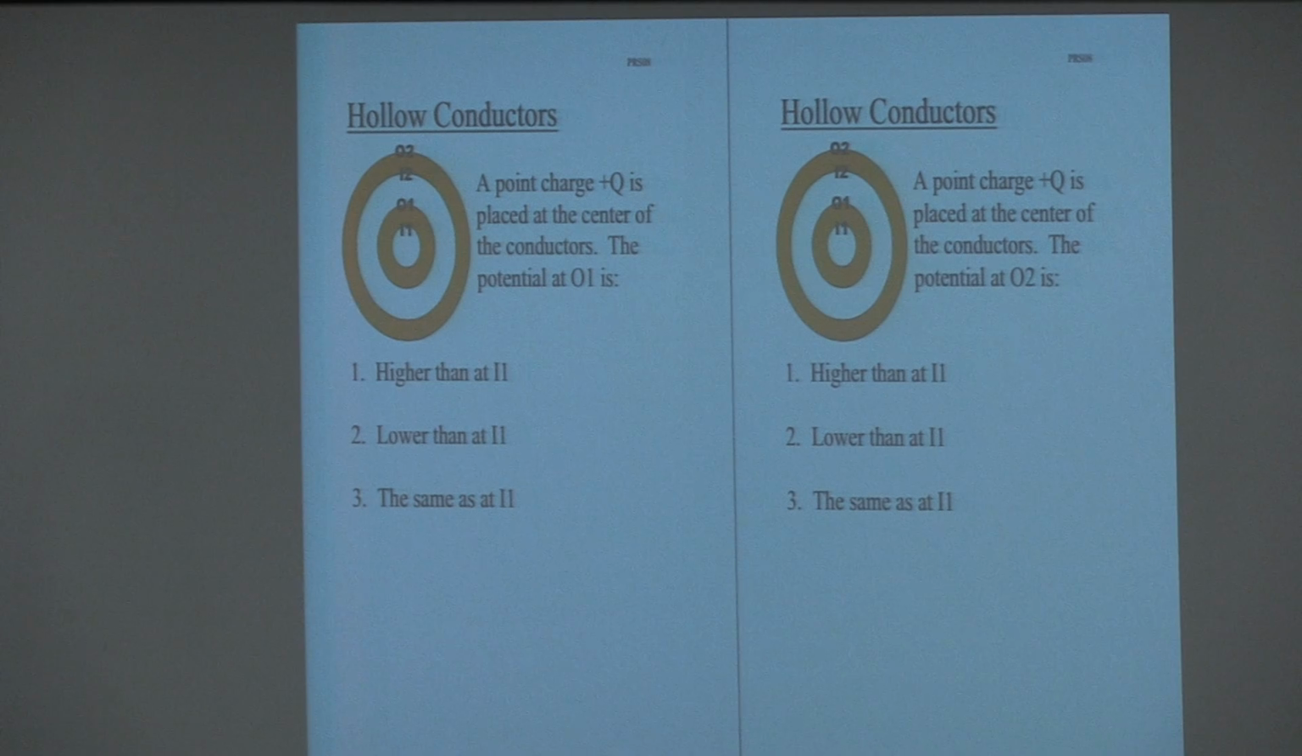No, I want some more explanations from this group 2. Any other explanations from group 2? Why do you think it's 2? Is the potential at O1, okay, why did you change your mind? Okay, what convinced you that the answer was 1?